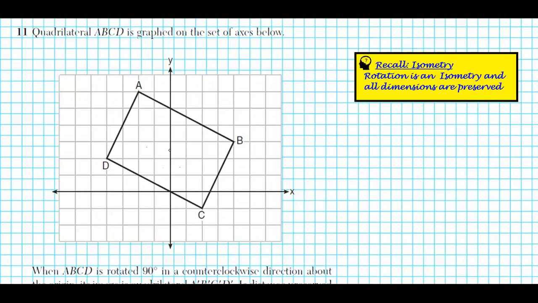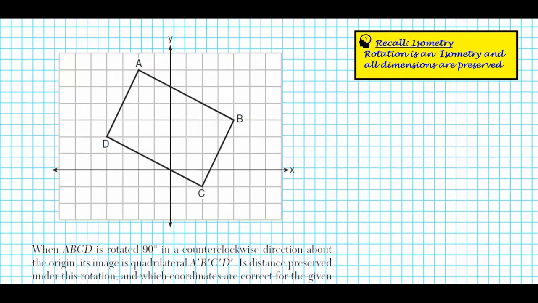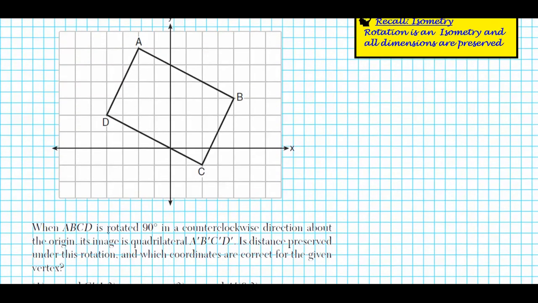All right, so question 11 reads, quadrilateral ABCD is graphed on the set of axes below. So we can see the graph of quadrilateral ABCD. When ABCD is rotated 90 degrees in a counterclockwise direction about the origin, its image is quadrilateral A prime, B prime, C prime, D prime. Is distance preserved under this rotation? And which coordinates are correct for the given vertex?